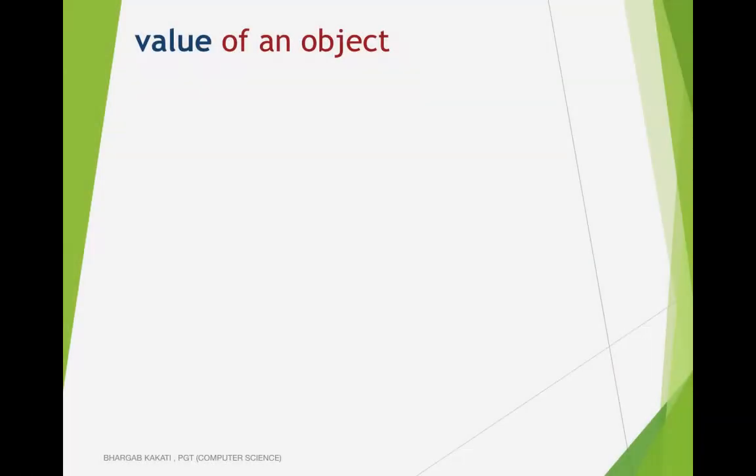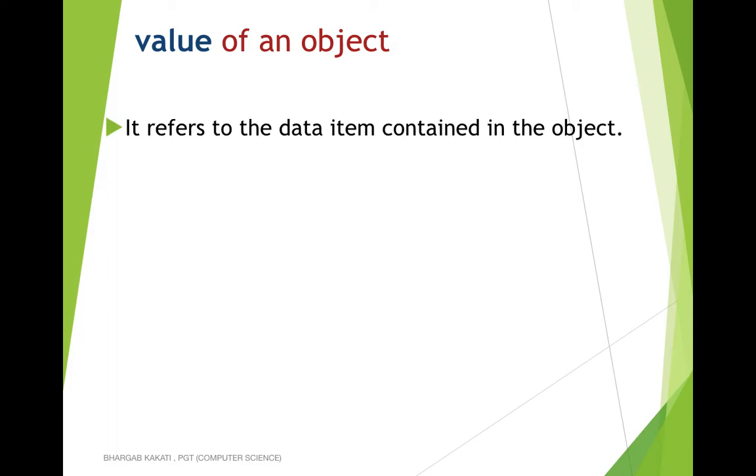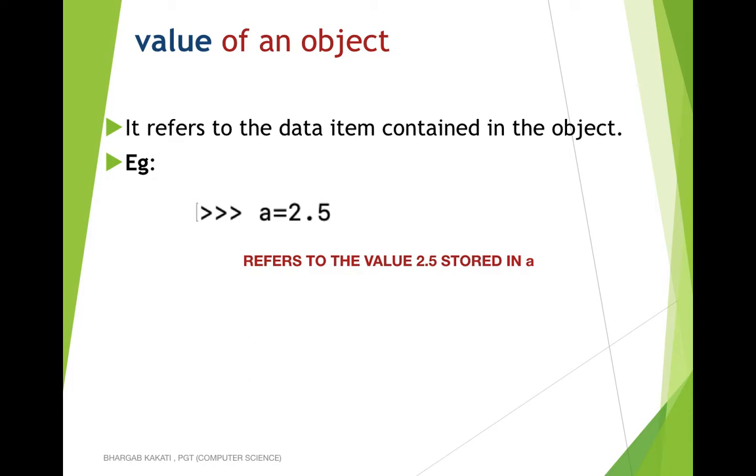Moving forward, we have the next attribute, which is the value of an object. Now in a particular variable, what do we store? We store some value. So that is referred to as the value. That means the data item which is contained in a particular Python object is known as the value of an object. For example, if I write a = 2.5, then what does it refer to? It refers to the value 2.5 which is stored in the variable a. So the data item which is contained in an object is known as the value.